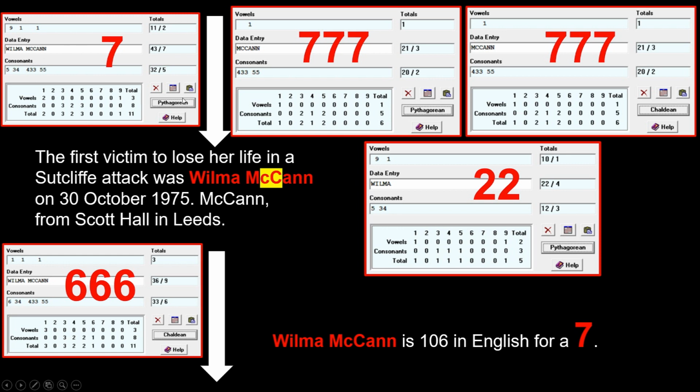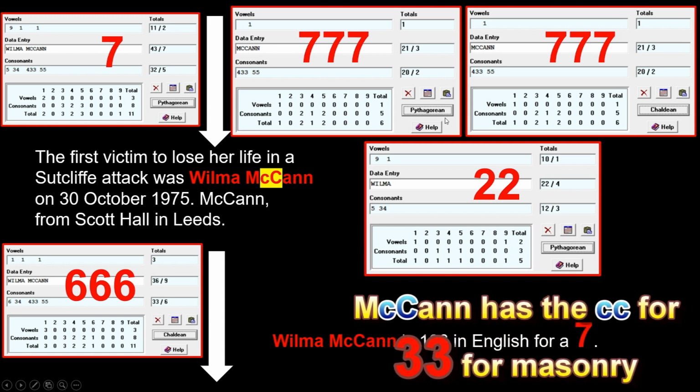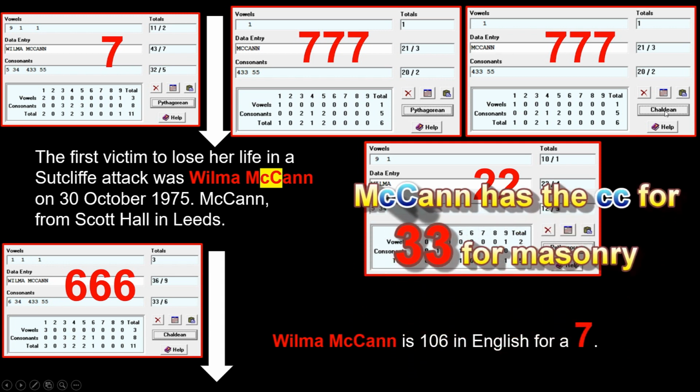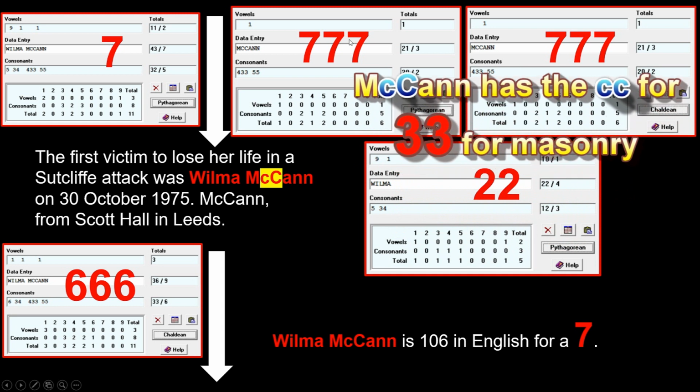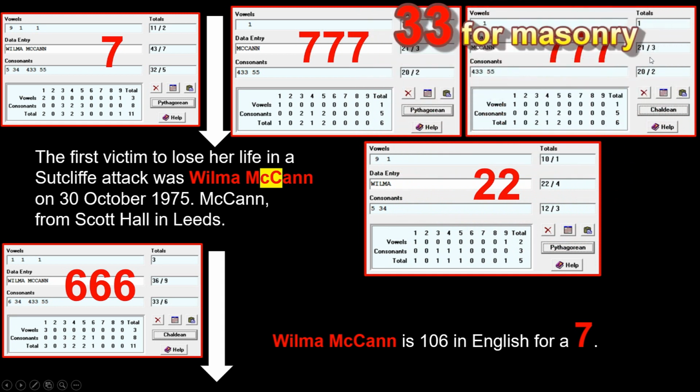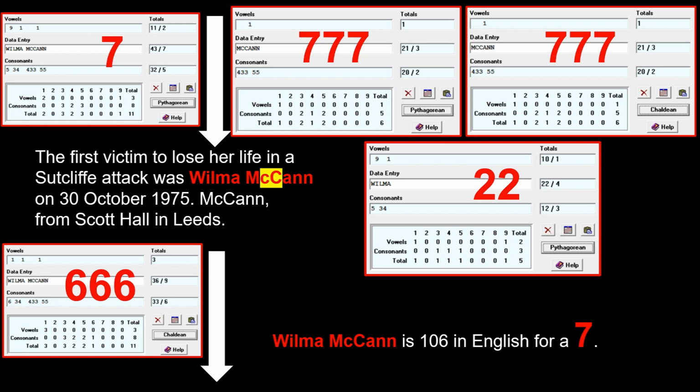Wilma McCann in Pythagorean adds up to a 43 for a 7. McCann in both Pythagorean and Chaldean numerology adds up to 21, both for big 777s. And Wilma, guess what Wilma adds up to in Pythagorean numerology? There's our 22 again. Yeah, 22 victims, 22 appearing in lots and lots of these things.